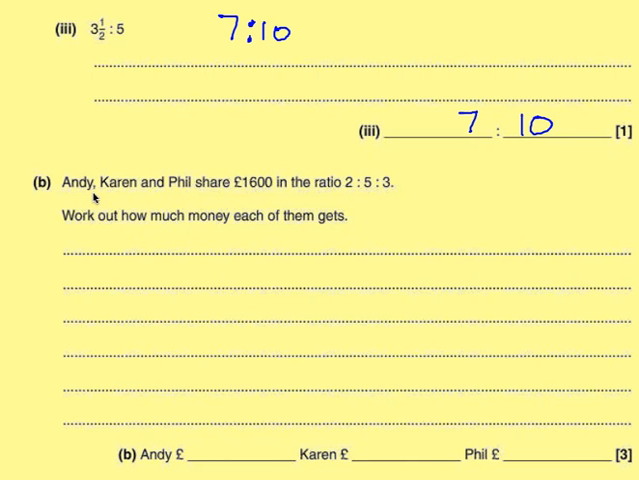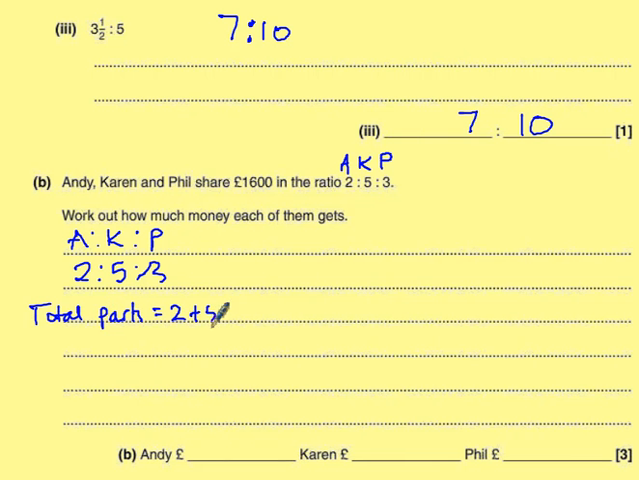Right, part B. Andy, Karen and Phil share £1,600 in the ratio 2:5:3. So we've got Andy, Karen and Phil. 2, 5, 3 is their ratio. So together, the total parts is equal to 2 plus 5 plus 3, which is 10 parts.